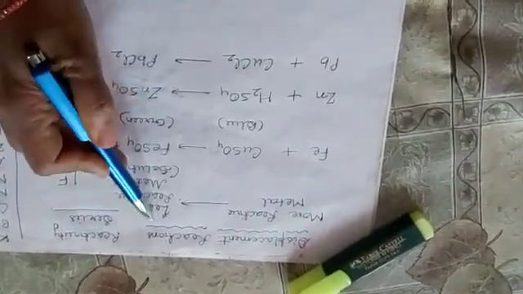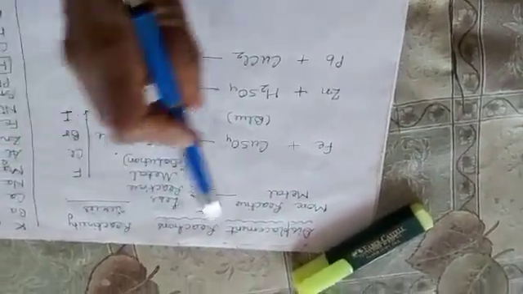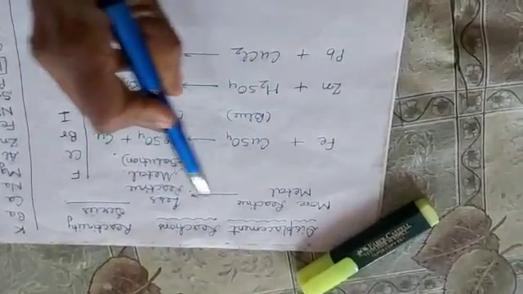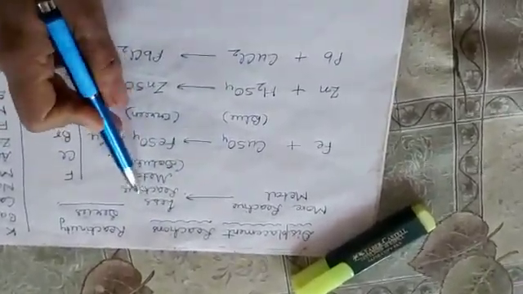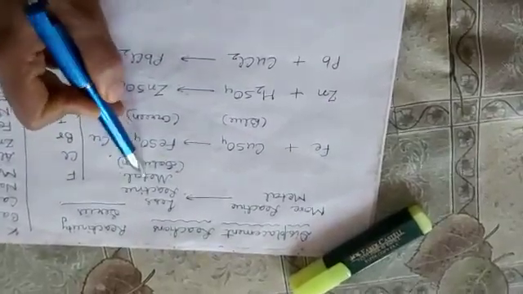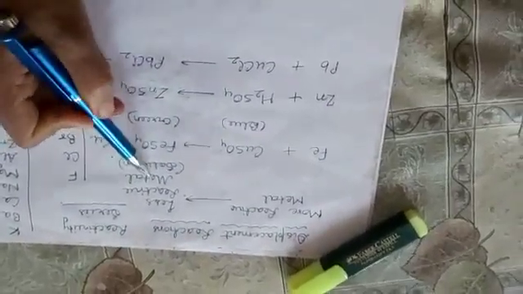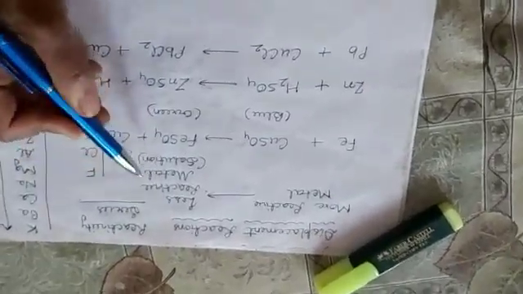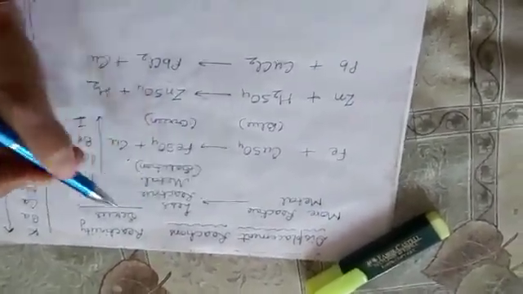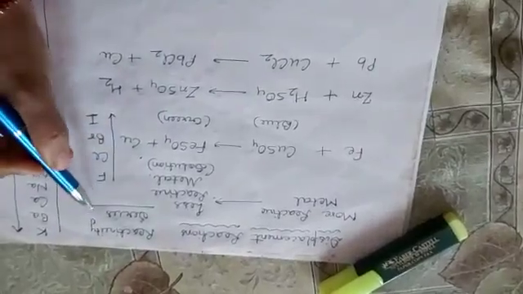So such a kind of reaction, in which a more reactive metal, that is a single element, displaces a less reactive metal from its own solution, we consider as a displacement reaction. Now before proceeding further, we should understand a very important term called the reactivity series.